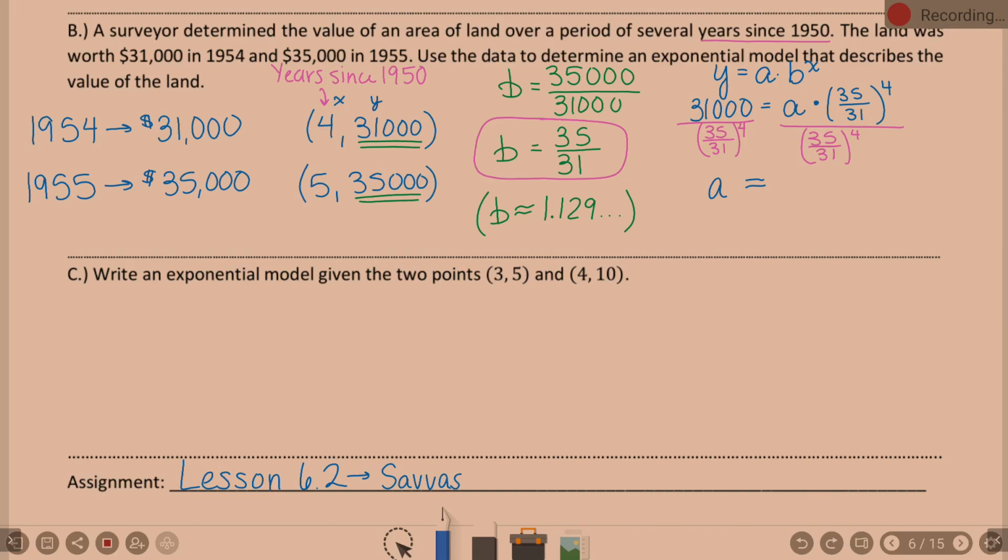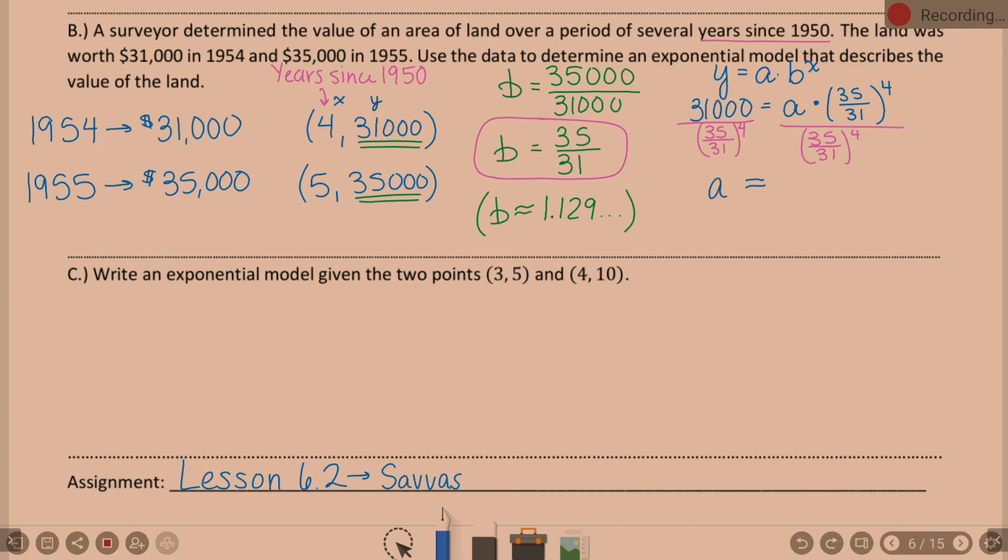Now, I can't stress enough, practice the calculator with me here. 31,000 divided by. Here's my suggestion, is that you do parentheses 35 over 31 in parentheses raised to the 4th. And this should be your A value, 19,078.15144. Did you get that A value? Then you used your calculator appropriately. Okay?